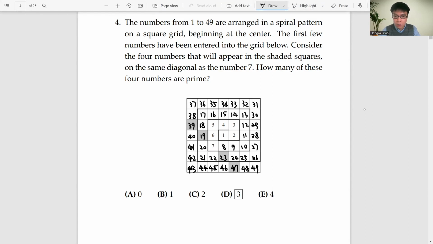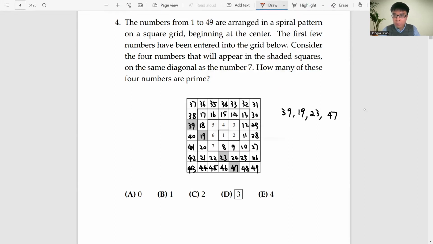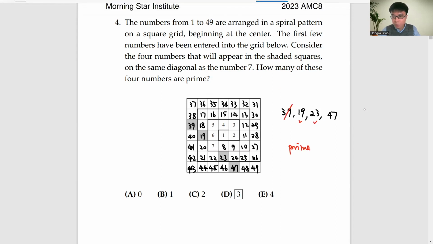These four numbers are 39, 19, 23, and 47. So we know that for prime numbers, there are 3. So 39 is not prime, 19 is prime, 23 is prime, 47 is prime. So there are 3 prime numbers. The answer here is D.